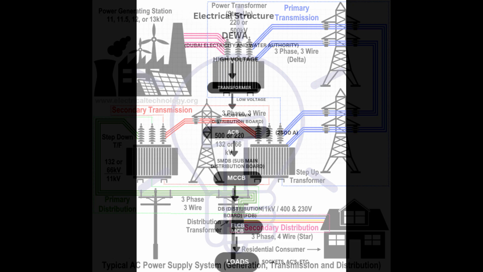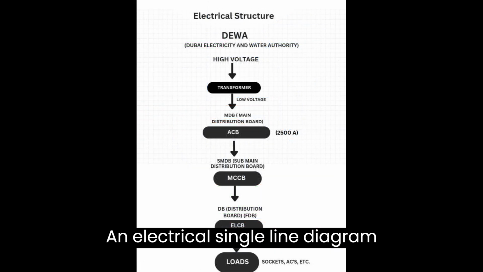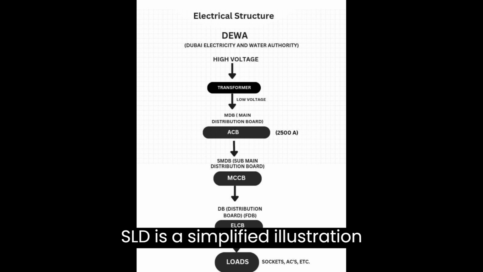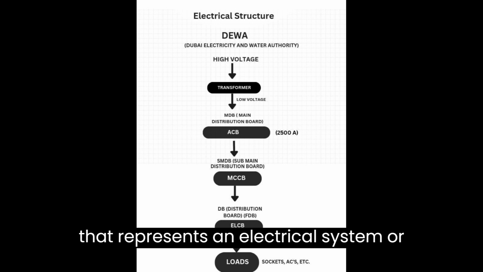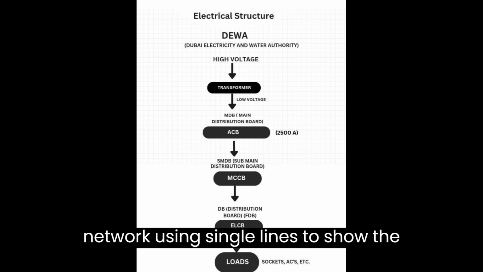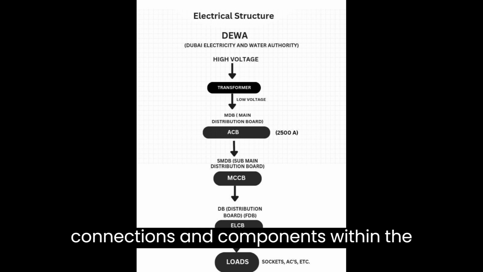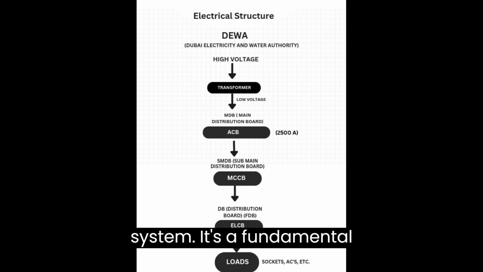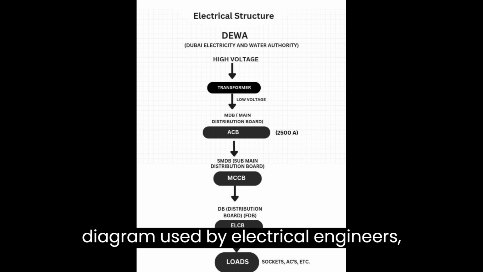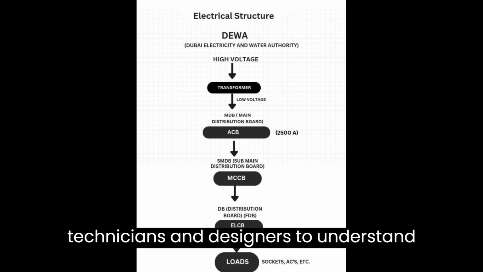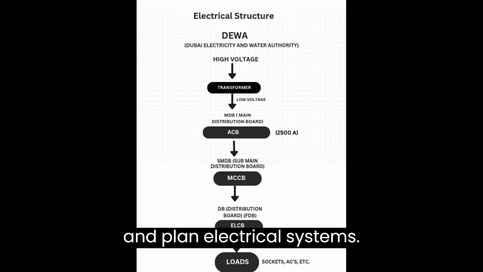voltage. An electrical single-line diagram, SLD, is a simplified illustration that represents an electrical system or network using single lines to show the connections and components within the system. It's a fundamental diagram used by electrical engineers, technicians, and designers to understand and plan electrical systems.